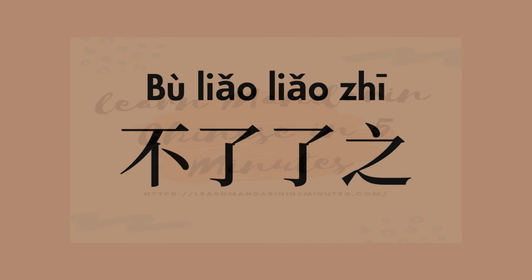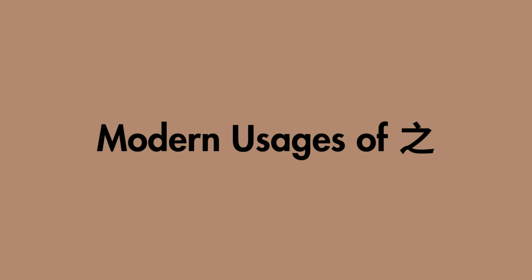For example, 不了了之 literally means not finished, then 之. But the real meaning is to let something end without resolving it, to drop it, or to brush it off. So when you see 之 in idioms, don't panic. It's usually doing one of its usual jobs, pointing, linking, or packaging. So is 之 just a fossil? Absolutely not. It is the secret sauce of elegance in modern Chinese. It's how the language switches from casual chat to powerful expression.